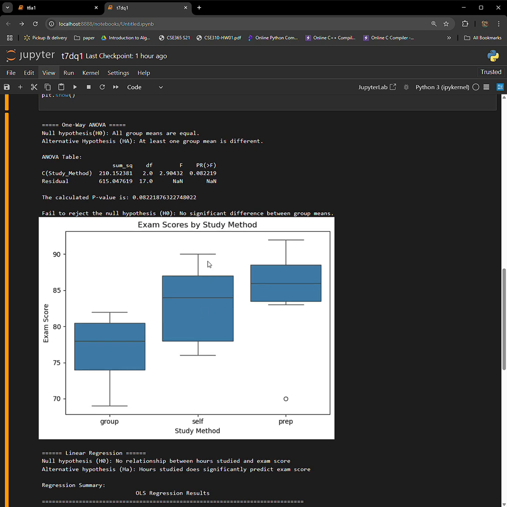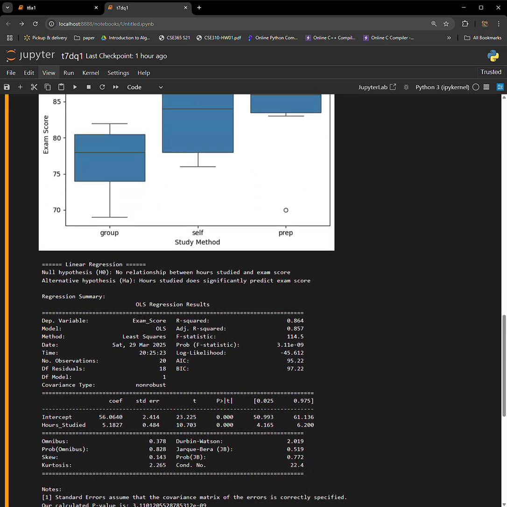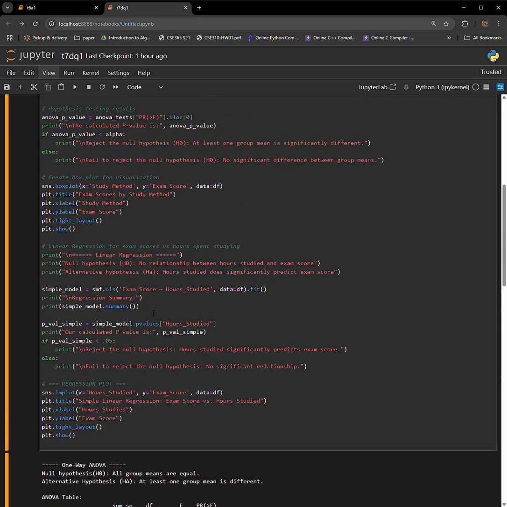We can take a look at the plot here. We're looking at the scores for the group, the self-study, and the test prep. We can see the test prep yielded the highest exam scores and the group yielded the least, but there wasn't a significant difference between these three groups. The test prep is about 86, the self-study method was about 84%, and the group study was about 78. So now we want to look at a linear regression model for this.